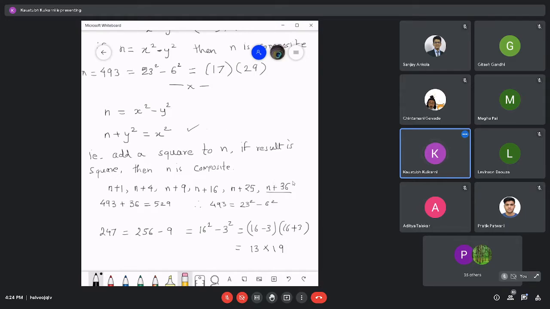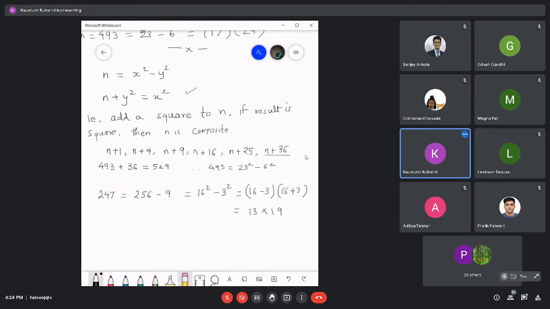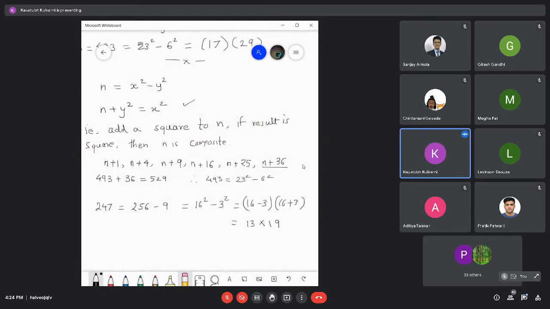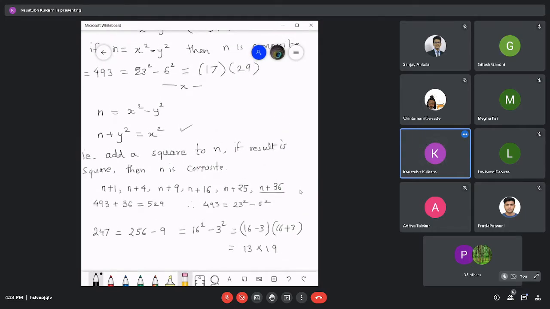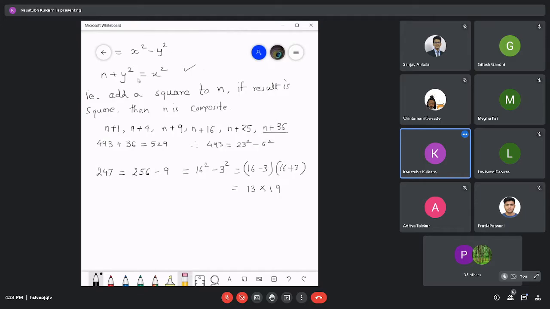This is one way. Another way can be, again taking the same identity, that is n is equal to x square minus y square. This is the same equation. You can manipulate this as y square equal to x square minus n.